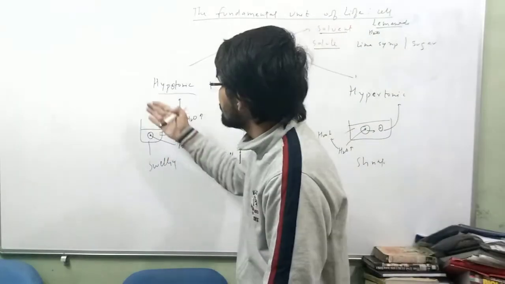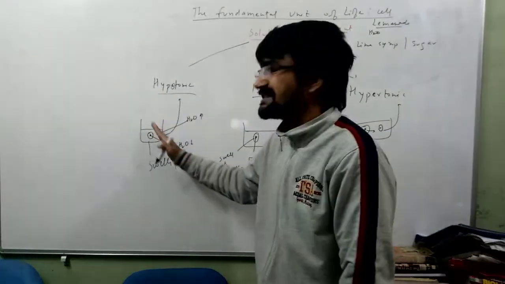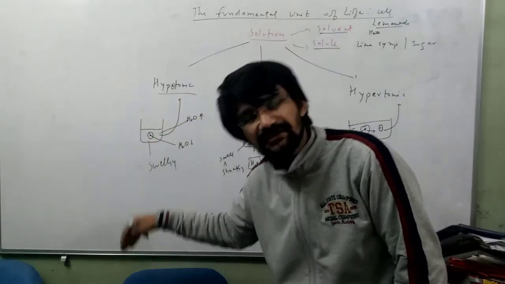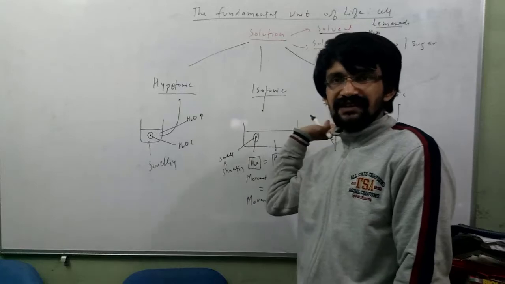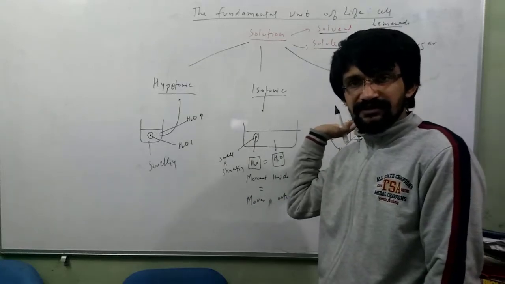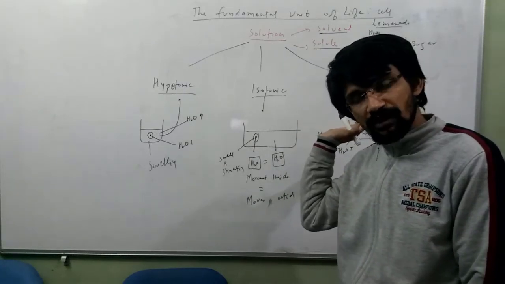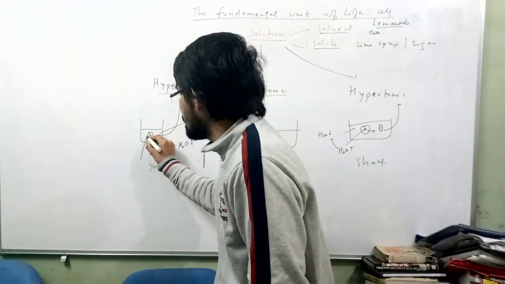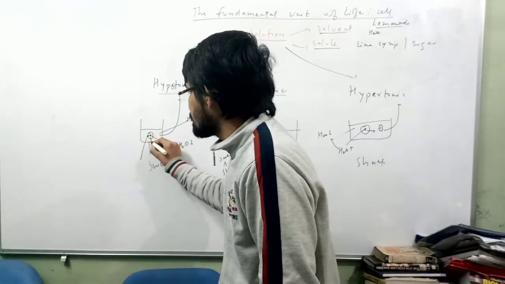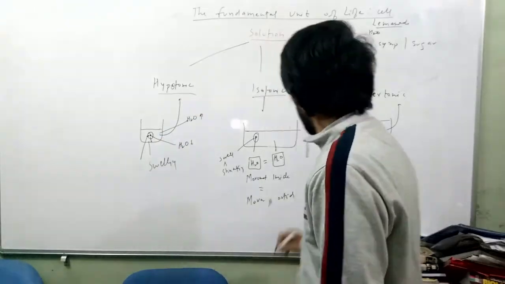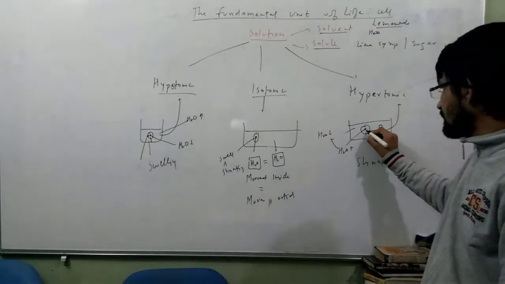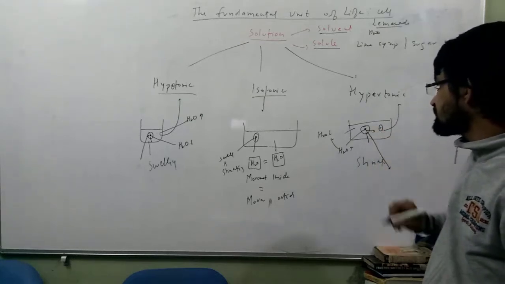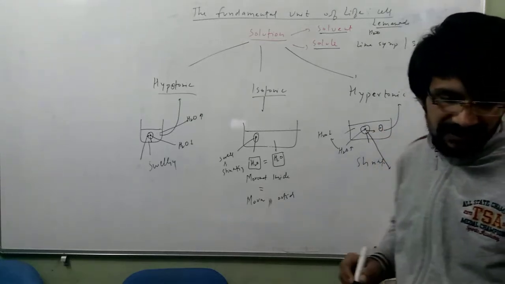But the movement which is taking place inside the cell is higher in the case of hypotonic solution and lesser in the case of hypertonic solution. Is that clear, everyone? Got my point? So the movement taking place inside the cell is higher and outside the cell is lower. Similarly, if you draw, the movement taking place outside the cell is higher and inside the cell is lower. Is that clear, everyone?